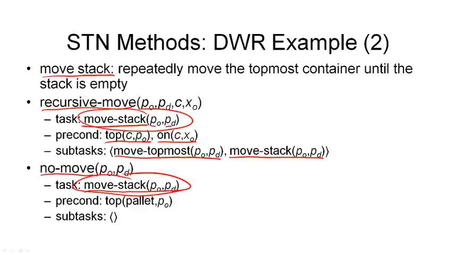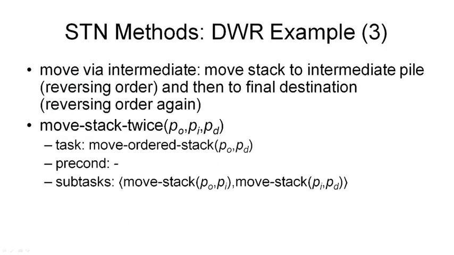So previously we needed a container that is on top of the origin pile, and now our only precondition is that the pallet is the top of the origin pile, which is another way of saying that the pile from which we're trying to move the containers is empty. And if the pile that we're trying to move, the stack of containers, is empty, then the subtasks are also empty. That means there's nothing that needs to be done to move 0 containers from one pile to another. So the first method we've described here implements the loop of moving the containers repeatedly through recursion, and the second method makes sure the recursion bottoms out.